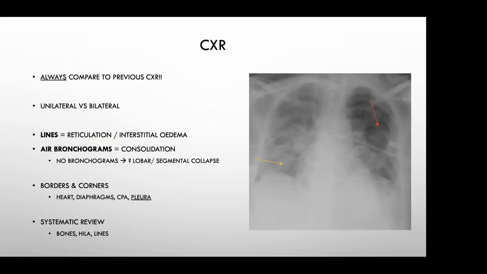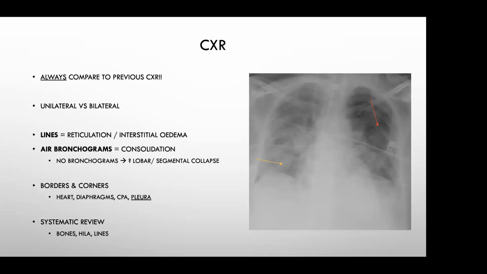So the red arrow points to some lines. I don't know if that projects very well. And the orange arrow shows some consolidation with air bronchograms going through it. If you've got dense consolidation with no air bronchograms going through it, that may well be because there's lobar or segmental collapse, because there is a lesion or a mass within the main airways blocking it off.